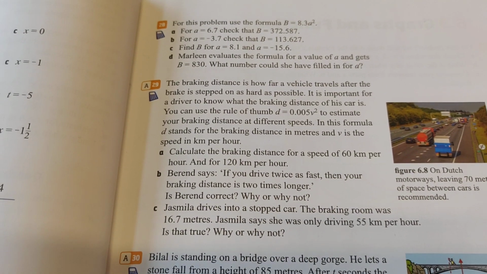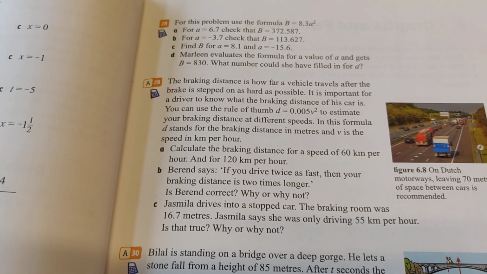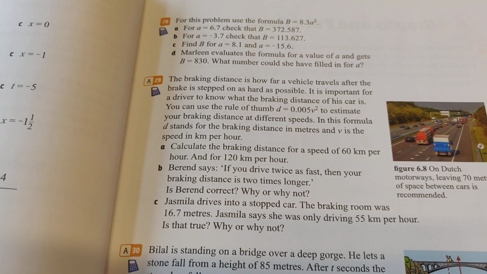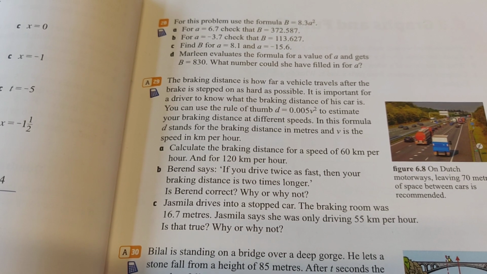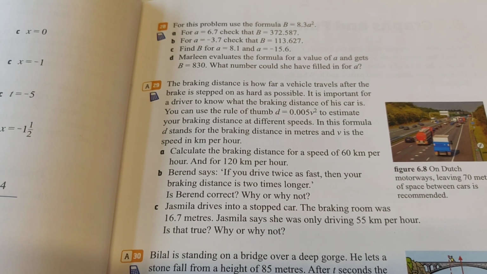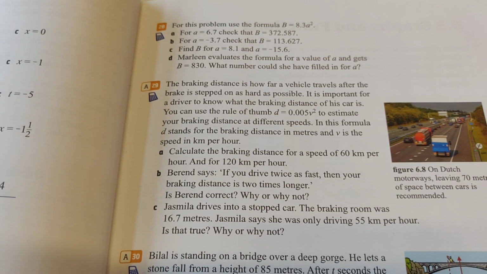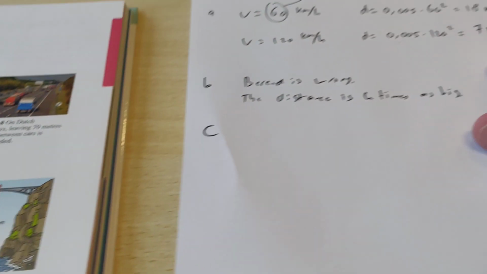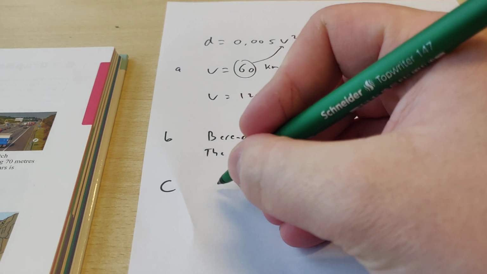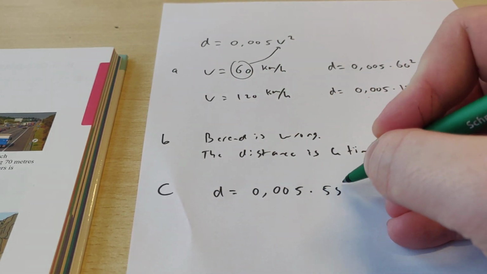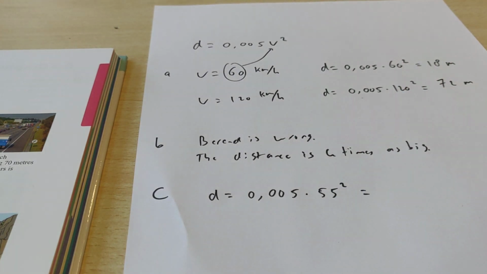Then the next question is about Jasmila, and she drives into a stopped car. The braking room was 14.7 meters. Jasmila says she was only driving 55 kilometers per hour. Is that true? Why or why not? So she bumped into another car, and she said she was only driving 55 kilometers per hour. So if you fill in 55 kilometers per hour, we get as a braking distance 0.005 times 55 squared. Let's see what we get. I'll type it into the calculator.